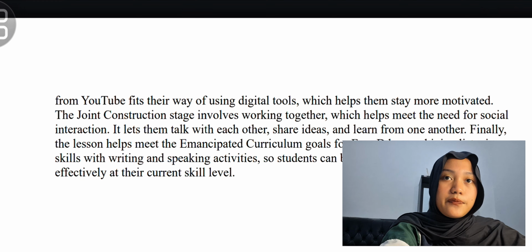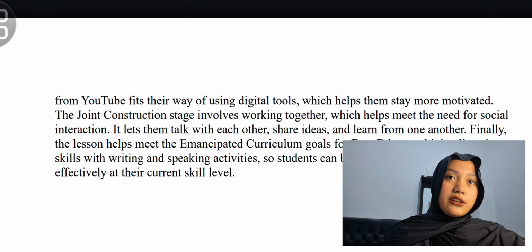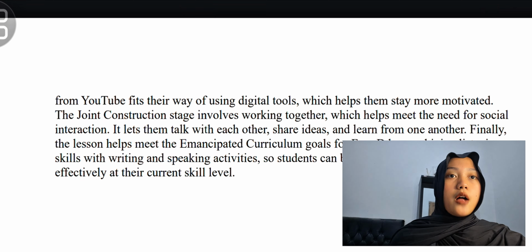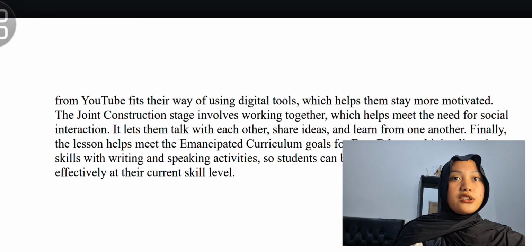The joint construction stage involves working together, which helps meet the need for social interaction and lets them talk with each other, share ideas, and learn from one another.